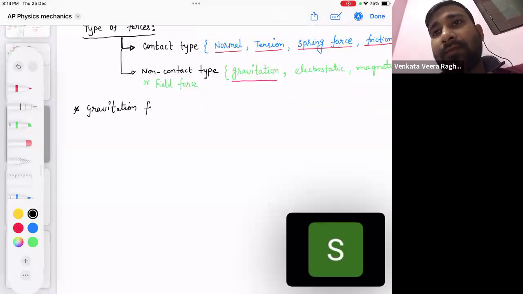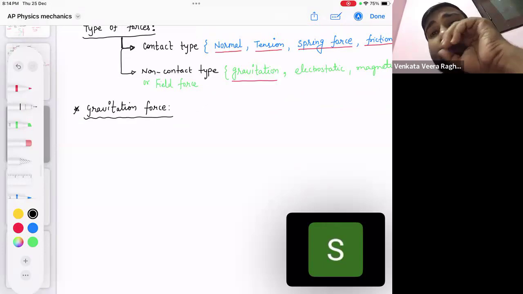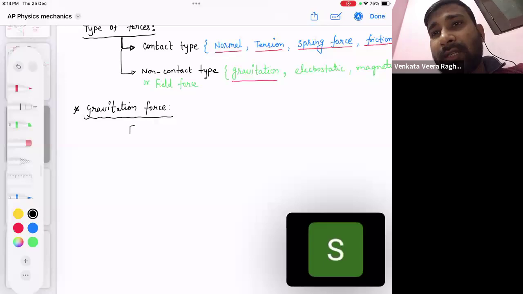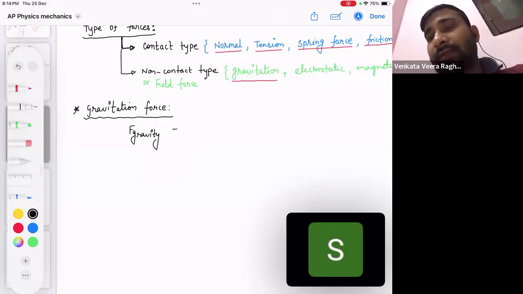Okay, gravitation force or gravitational force is what? It is the simplest one. Why? Because its magnitude is always fixed and its direction is always fixed, isn't it? So can you tell me what is going to be the gravitational force? Tell me what will be the value of gravitational force and what will be the direction of gravity force.